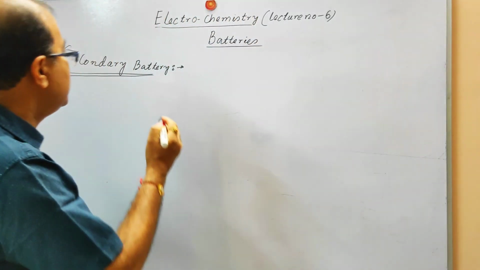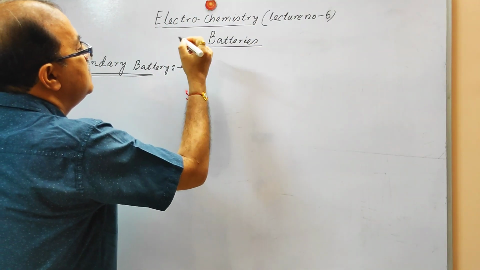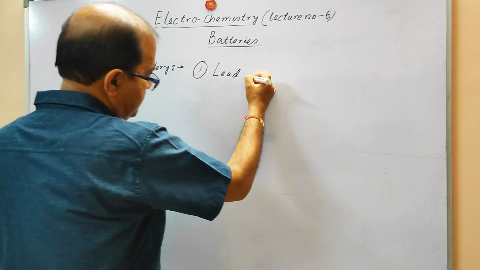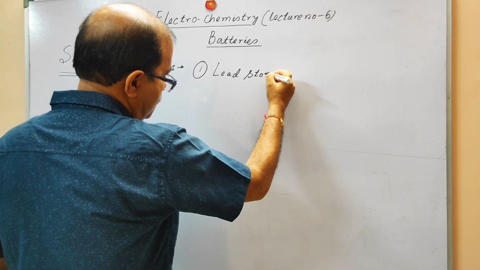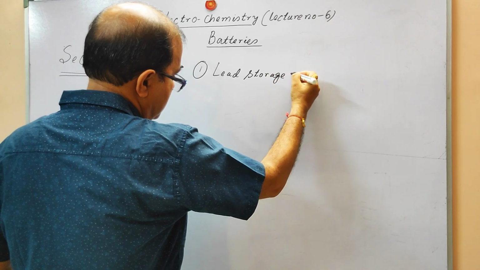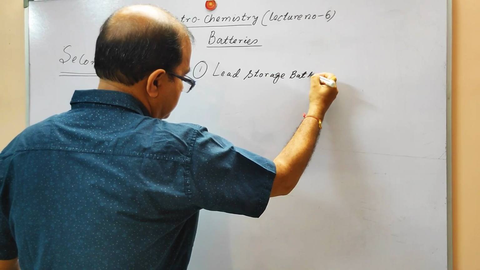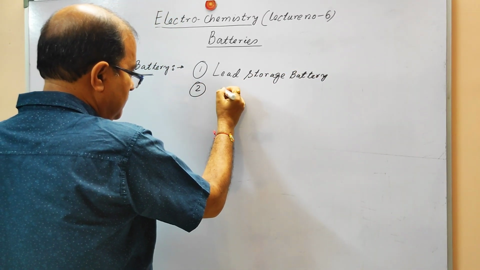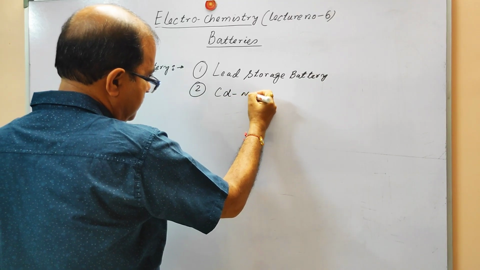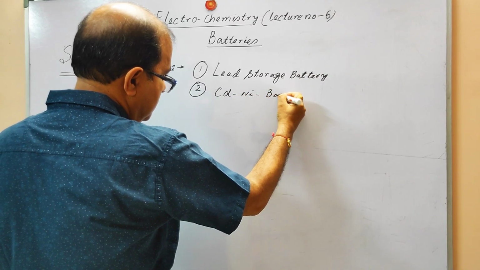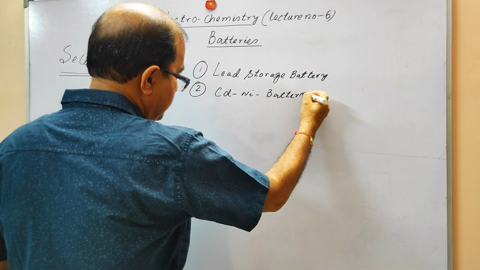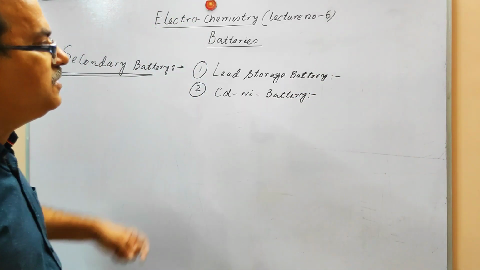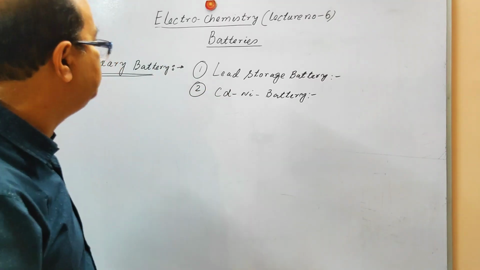Basically, there are two types of secondary cell. Number one is the lead storage cell, the lead storage battery. And second is the cadmium nickel battery. These are the two types of battery that you can see: the lead storage battery and the cadmium nickel battery.